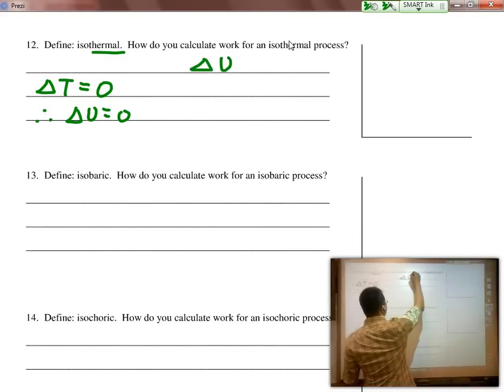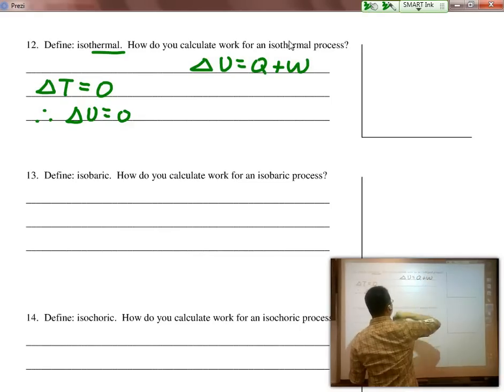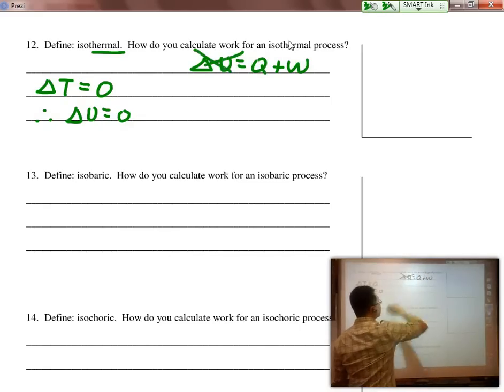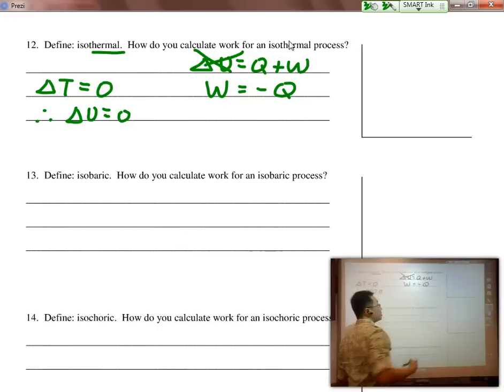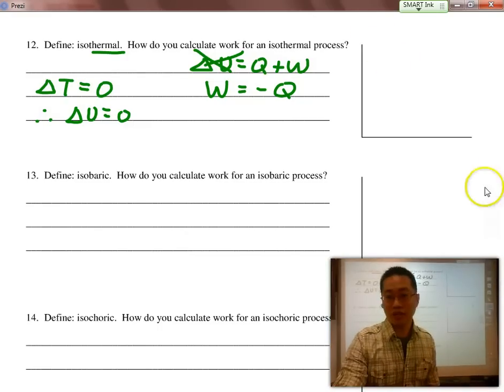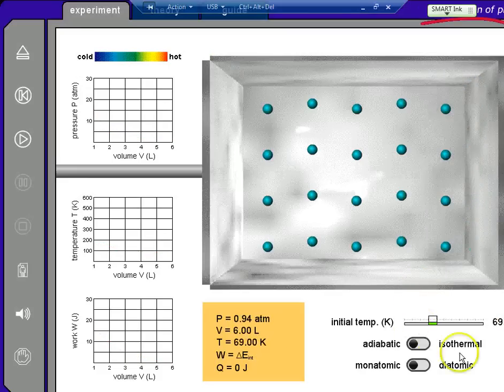And if we look at the formula delta U equals Q plus W, and delta U crosses out, that means that any work you put in automatically gets lost as heat. Let's take a look at our situation again and see what that really means. Okay. So now I have this set to be an isothermal. Notice as soon as I click that isothermal button, we note that the change in internal energy, delta U, is automatically going to be 0, and that the work is equal to negative Q.